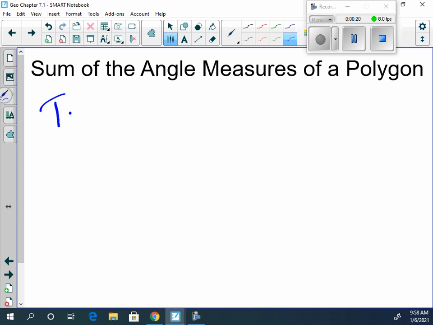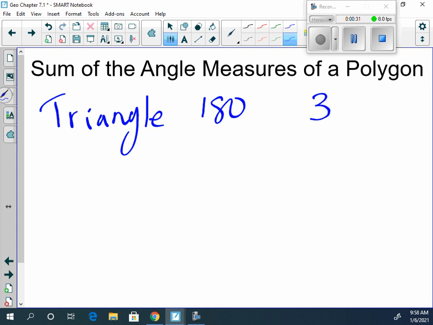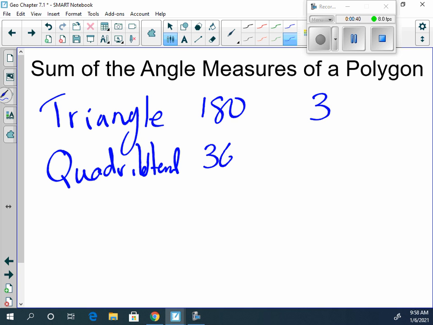Well, we know that for a triangle, the sum of the measures inside of a triangle is what? 180 degrees. And it has how many sides? Well, 3. Next one we have is a quadrilateral. That one is going to be 360, because we know a square has 4 right angles. So 90 plus 90 is 180, plus 90 is 270, plus 90 is 360, and it has 4.